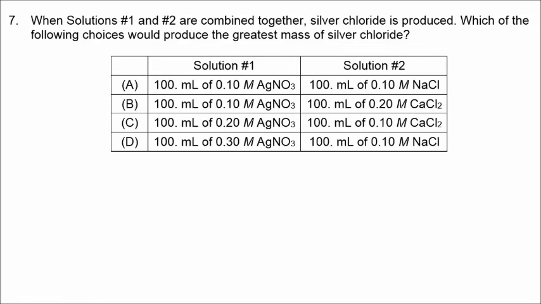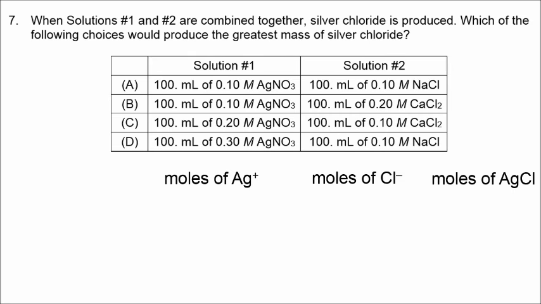We have to choose which combination of solutions would produce the greatest mass of silver chloride. Let's analyze this question from the perspective of how many moles of silver do we have, how many moles of chloride do we have, and how many moles of silver chloride can we make. If we do volume times molarity, that would be 0.1 liters times 0.1 moles per liter. So in choice A, we have 0.01 moles of both silver and chloride. And that's how many moles of silver chloride we could make.